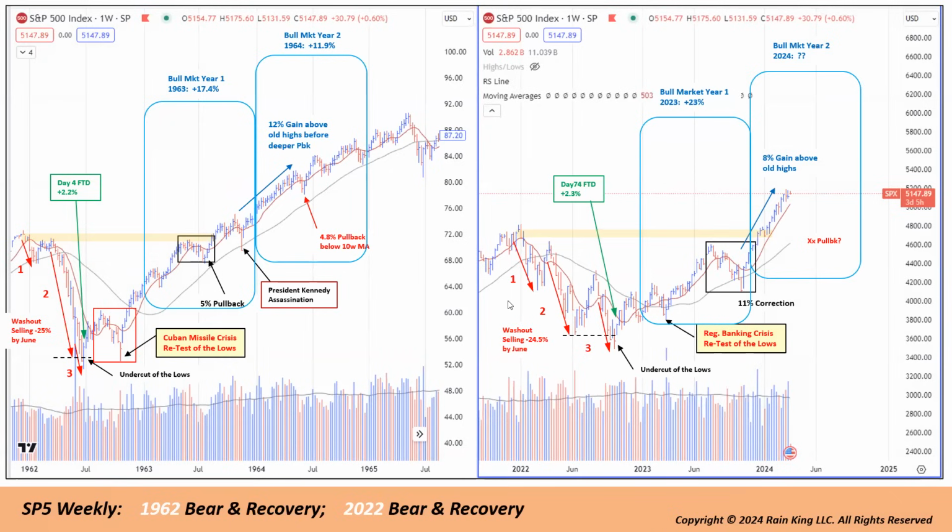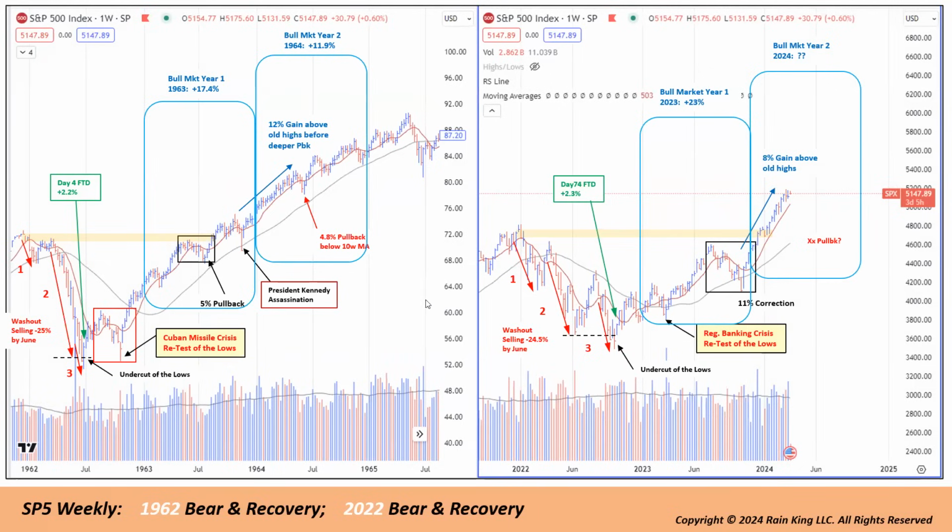So over on the right, this is the 2022 bear market. Pretty distinct three waves down, very similar. You can see that we had a follow-through day, and then we had a retest. And our retest was about a year ago when we had the regional banking crisis. It looked like things were going to get very ugly, but they held up. So we moved up and rallied, and then we had that long 3-month correction of about 11% on the S&P.